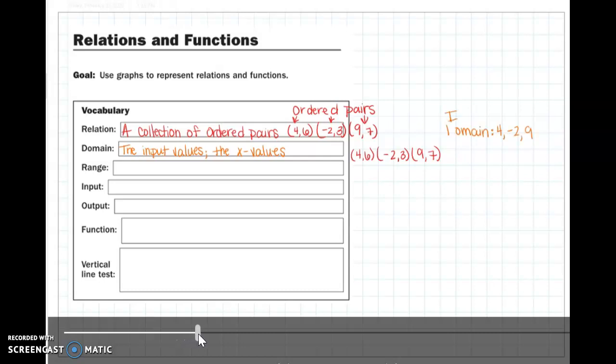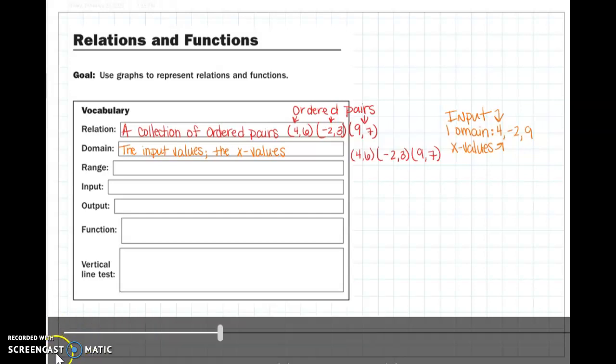I don't know what happened to the D. That says domain. The domain of this relation are just the X values, which are 4, negative 2, and 9. Just the X values of the coordinate. And you can also call them input, or you can call them X values. X values, domain, input.